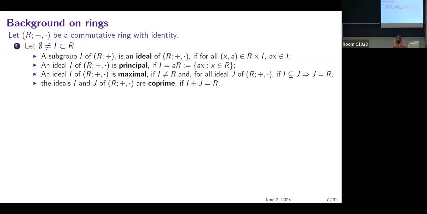It verifies the following property: if we take an element of the ring R and an element of the set I, the product lies in the set I. An ideal is principal if we can put it in the form (a), where a is a generator of the ideal.